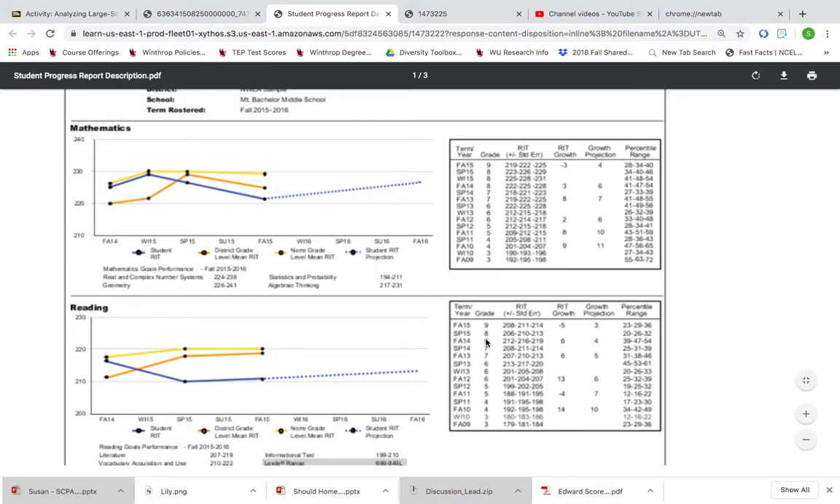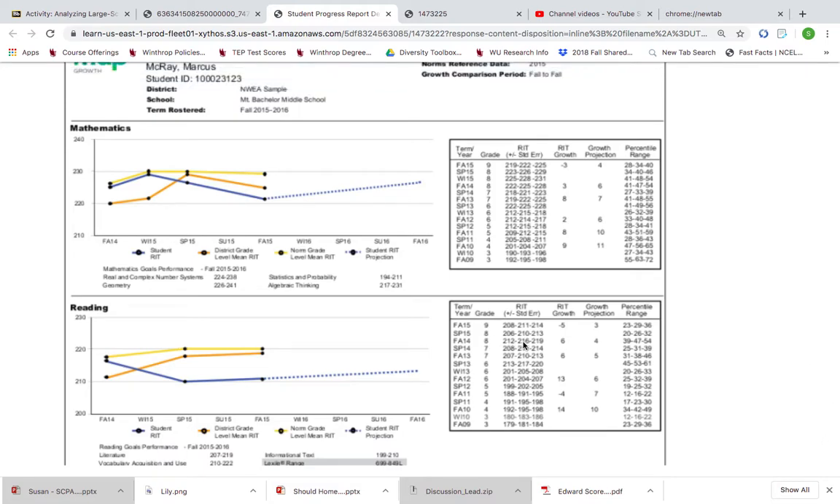Fall of 2014, here we go. How did he do on these scores? So you'll see here that you have a 212 up to a 219. So this right here is actually his range. One thing that's so important when you're reading MAP scores is to always look at just the center, right? So in the fall of 2014, he earned a 216. That 212 to 219 is just the error, okay?